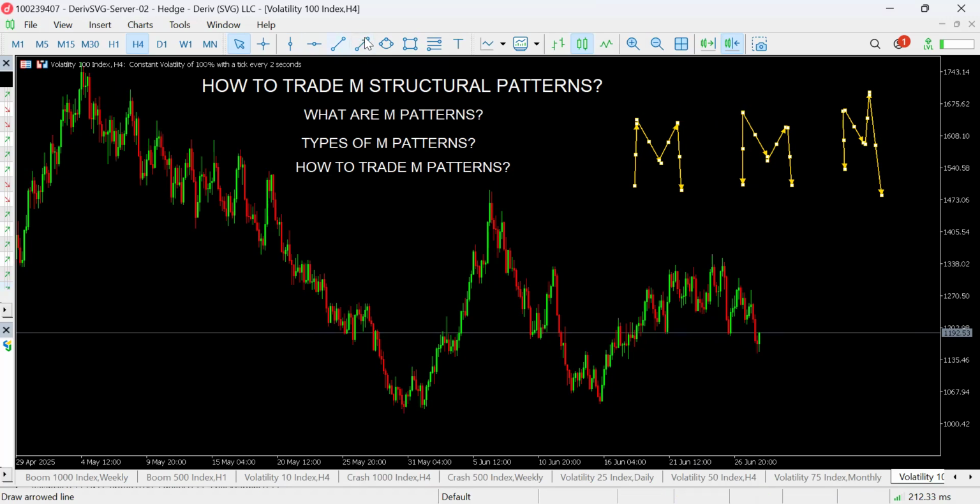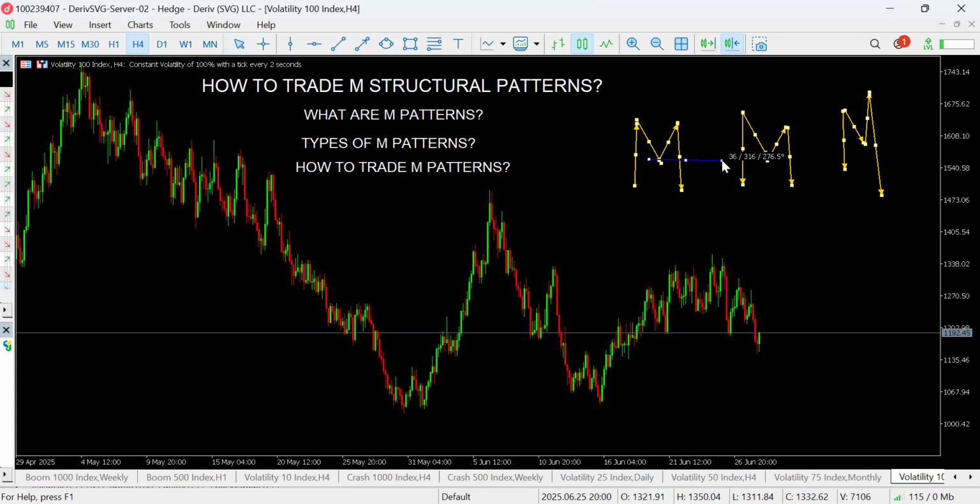Now, it's very simple when trading M patterns. We said that they are bearish reversal patterns. So when you come across M patterns, just as I've explained before for double top, all you have to do is to wait for the neckline, because the parts of the M pattern, this spot here is what we refer to as what? The neckline.